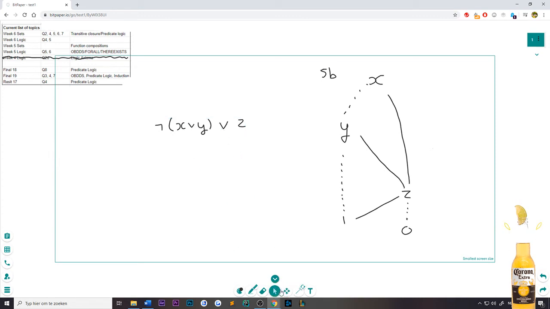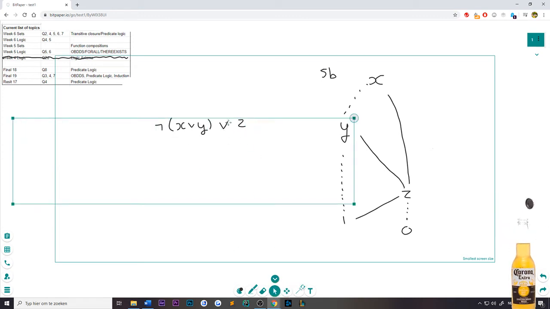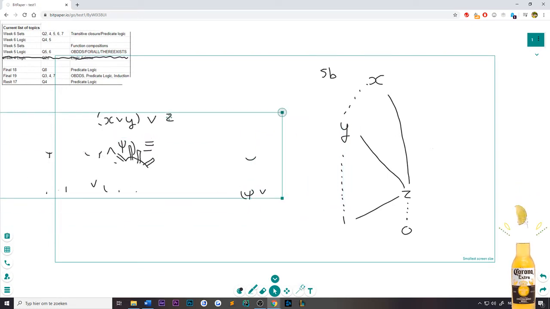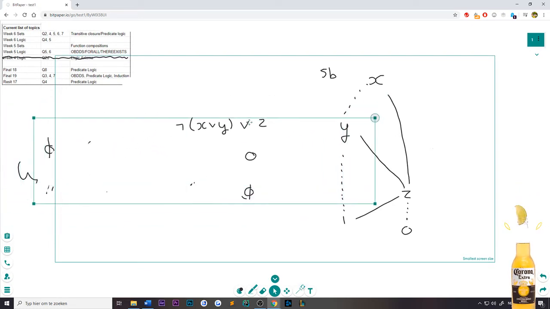Bro, how? Why can I still see the drawings behind? Okay.